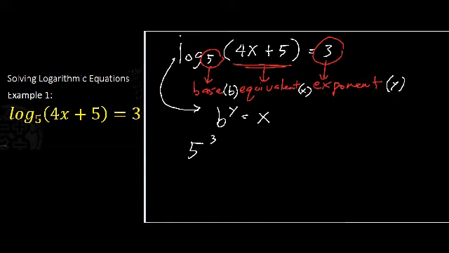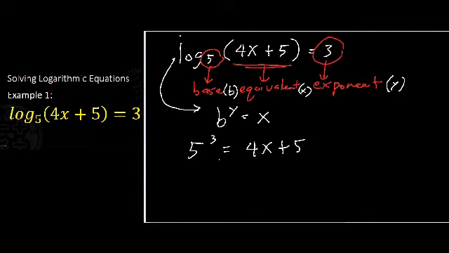So, base to the exponent. So, b to the y is equal to equivalent which is x. So, 5 to the third power is equal to 4x plus 5. So, in this case, pwede na siyang isolve. Pwede nang evaluate yung ating equation. Naka-equation na ngayon tayo. Hindi na siya logarithm. Okay? So, we are trying to extract the equation out of our logarithm. Yan ang ginagawa natin. Gumagawa tayo ng equation galing kay logarithm.